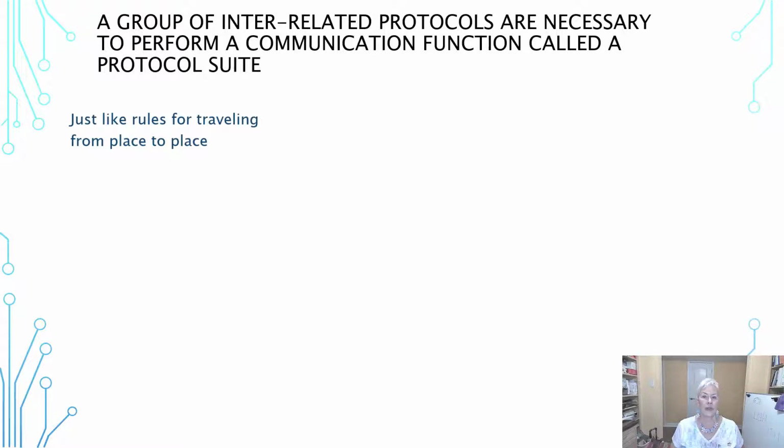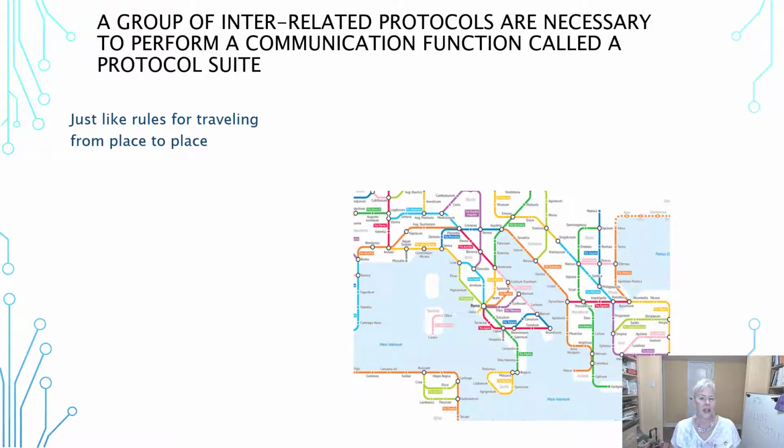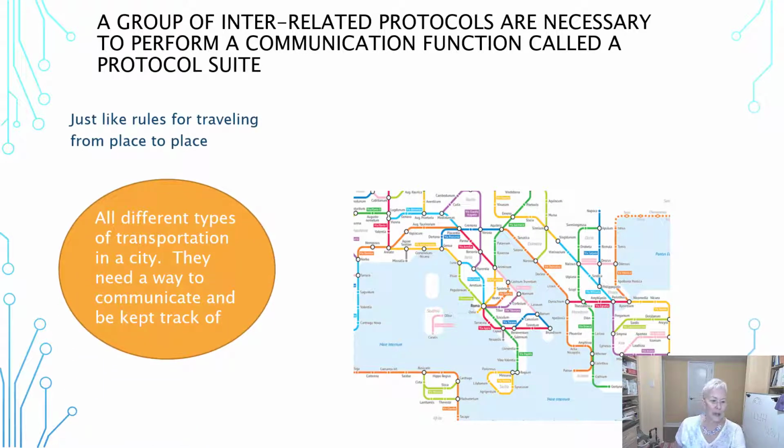So this group of interrelated protocols, the protocol suite, have different rules at the different layers, just like traveling would. So if you're traveling in a car, you have to obey stop signs, traffic lights, speed limits. So there are rules and regulations that are set up for the way data moves through our networks that dictate how the data moves and how the traffic will flow. So just like different types of transportation in our city, they need a way to communicate with each other and also to keep track of everything.